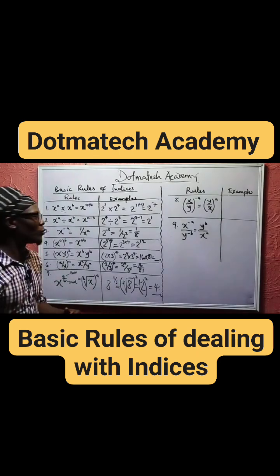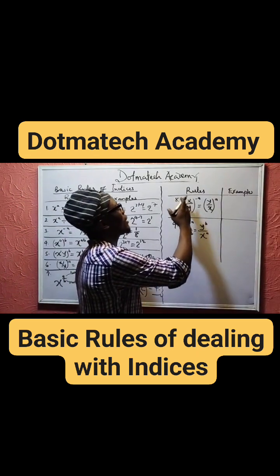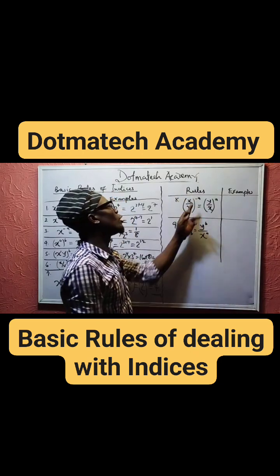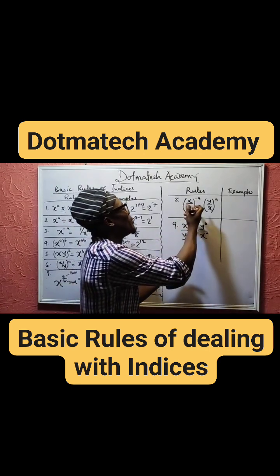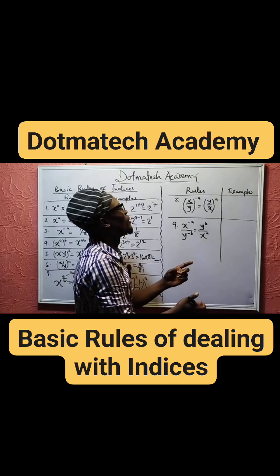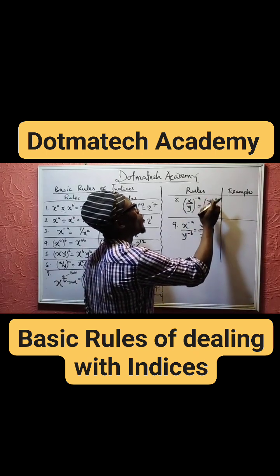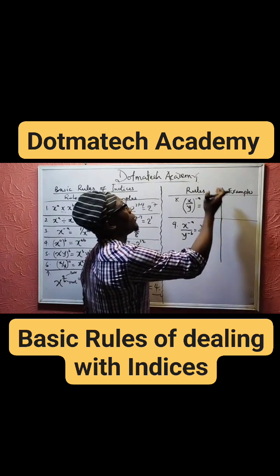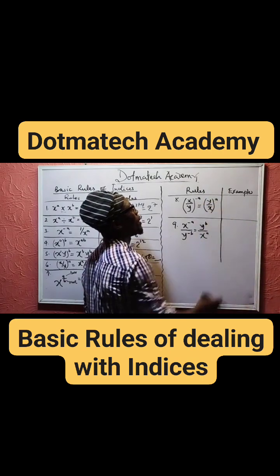Let's go to another rule. This rule says that when you have x over y, everything raised to power minus a, if you want to remove this minus, all you need to do is interchange the numerator and denominator. So the numerator will come down, the denominator will go up, and you put the power a. You can rewrite it and say y raised to power a over x raised to power a.